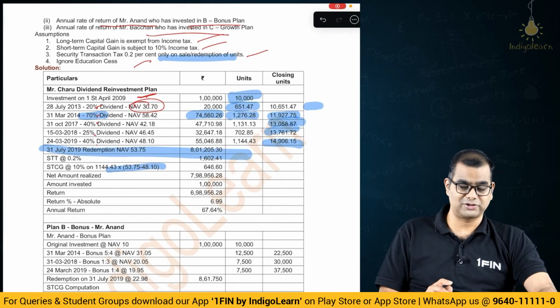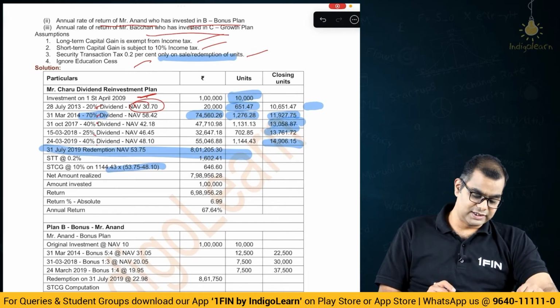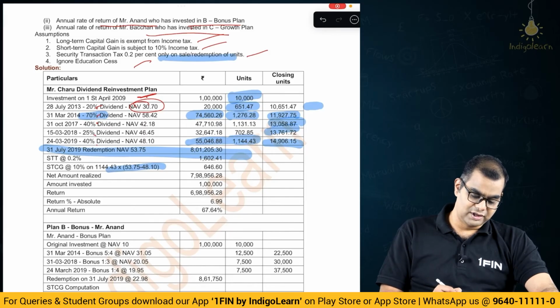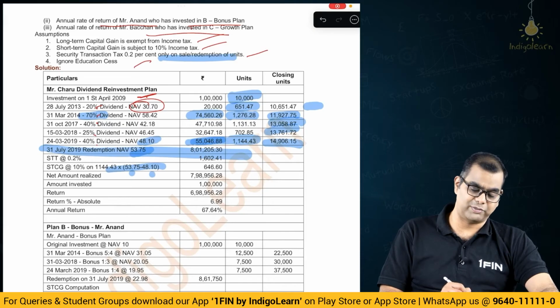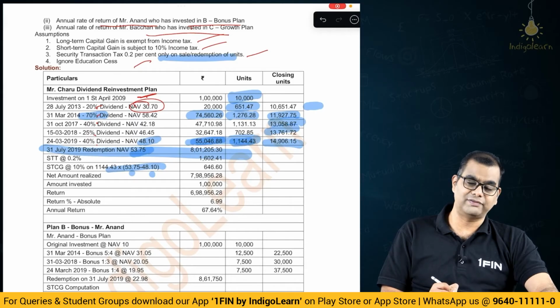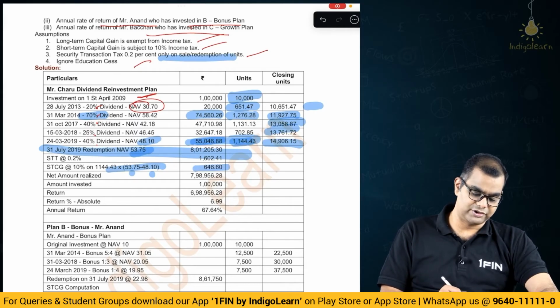What is short-term capital gains with respect to securities? Less than 1 year, right? Now, what are the units that you have invested for less than 1 year? Anything after 31st July 2018. So, you have only one value, which is the 55,000 rupees that you reinvested. That 55,000 was invested at an NAV of 48.1 and redeemed at an NAV of 53.75. So, you compute 53.75 minus 48.1, that is the increase in NAV, for only these 1144.43 units. On that you compute 10%, you get 646 rupees.